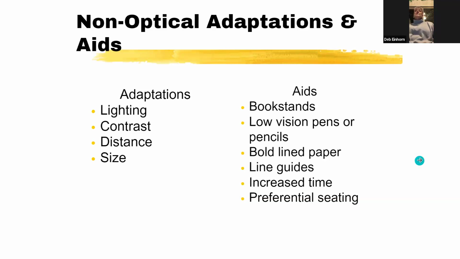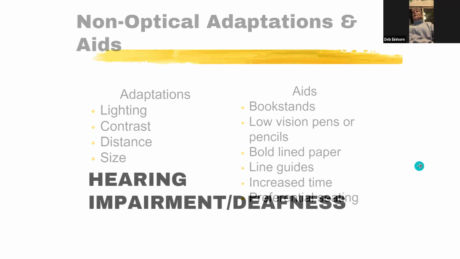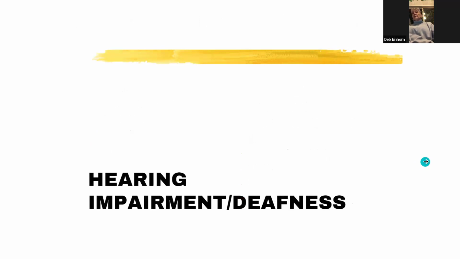There are tools that look like pens or pencils that can scan lines of text and turn it into auditory material for a student. They might need different kinds of bold lined paper or line guides. They might need additional time for assignments or preferential seating. Those are all the kinds of things you would advocate for.